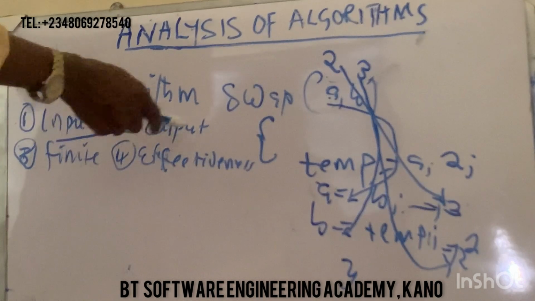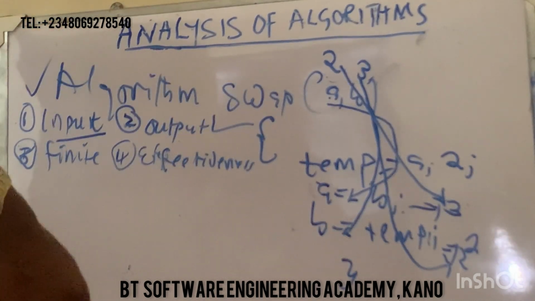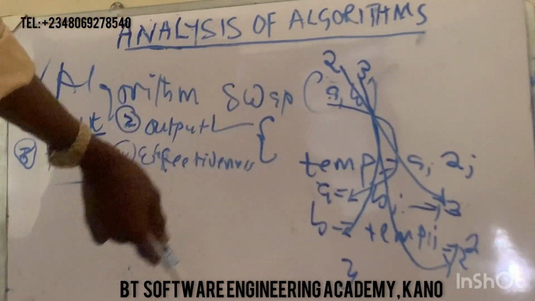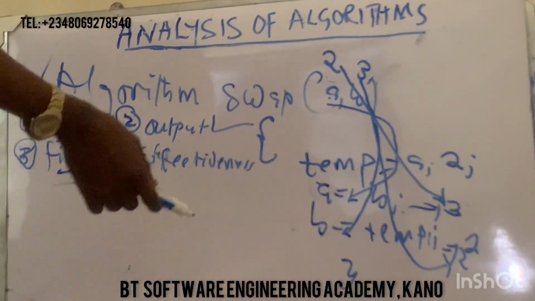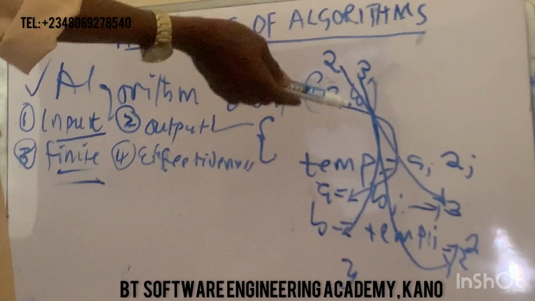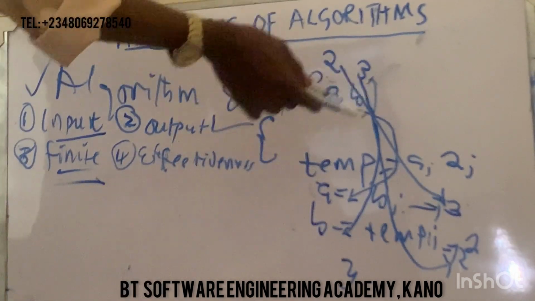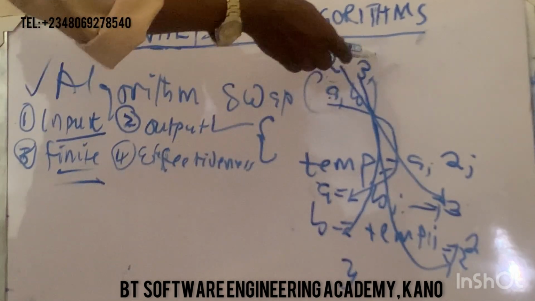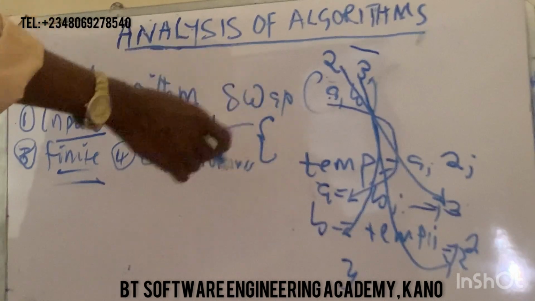So it fulfills this criterion, and it is finite, it ends. It also fulfilled that. At the end, it will stop. Effectiveness, as I elaborated and explained, you understand what it means. So it is very effective. So this is how we create an algorithm.